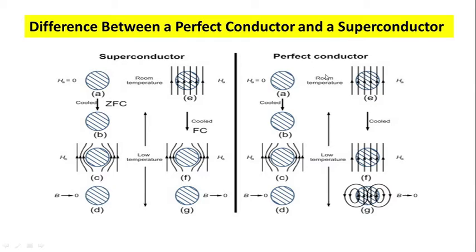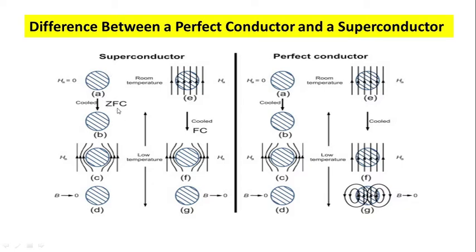In the case of a perfect conductor, a similar thing is happening. This is your perfect conductor and you cool down the sample without the magnetic field. Now you introduce the magnetic field, and due to the Meissner effect, the magnetic field lines are pulled out of the sample. And when you again remove the magnetic field, that means B tends to 0, then again it comes back to the situation like B.